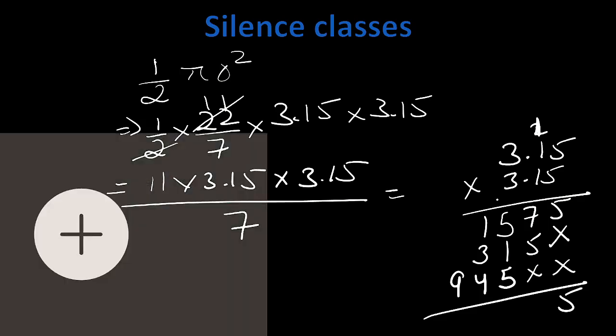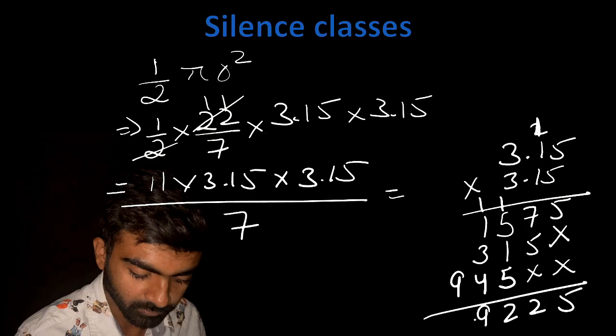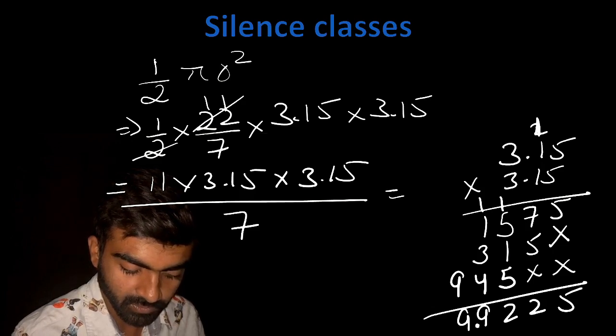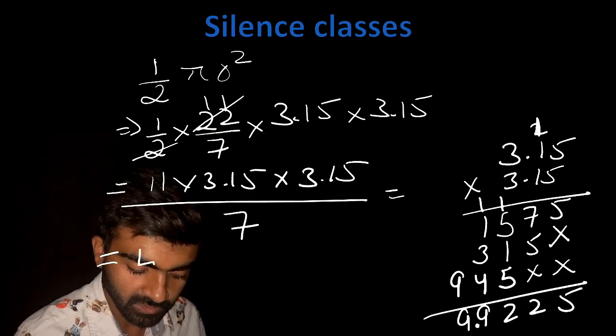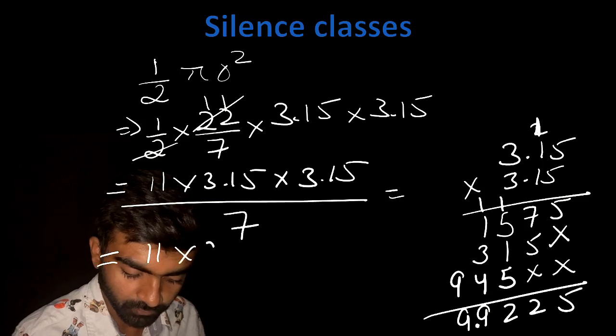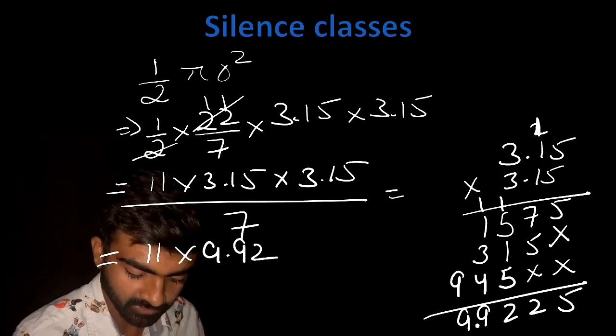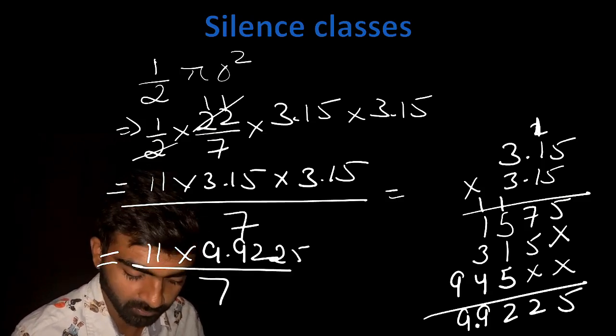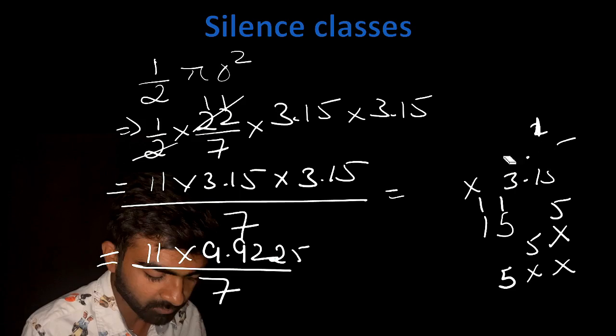7 plus 5 will become 12. 10, 11, 12. 4 5 6 7 8 9 and 9. So after 4 decimal places, we have to put the point over here. So it will become, we can write it down, 11 multiplied by 9.9225 upon 7. Okay, now we can multiply it.